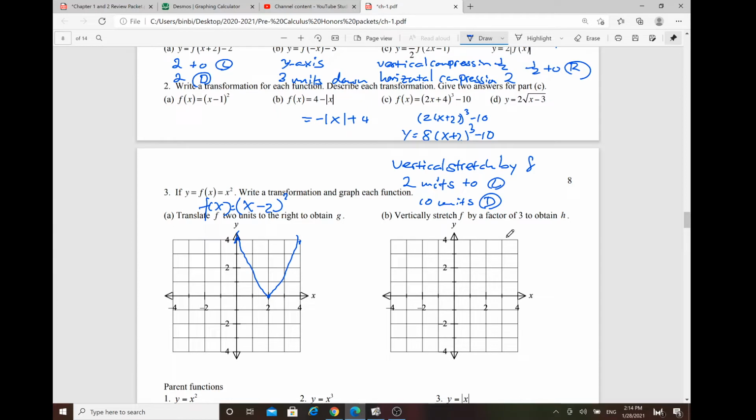And then this one similar, so vertically stretched by the factor of 3. So 3. And then to obtain h. Okay, so this one is called h of x. This one's supposed to call g of x then. So 3x squared, so 0, 0, the vertex. And then the next unit, 1 quantity squared, 1 times 3, 3. And this one 2, even function.